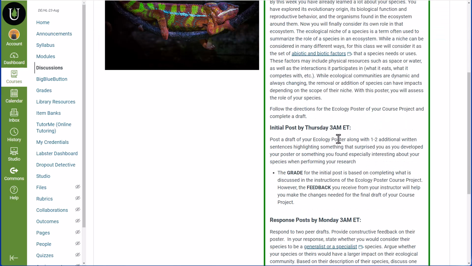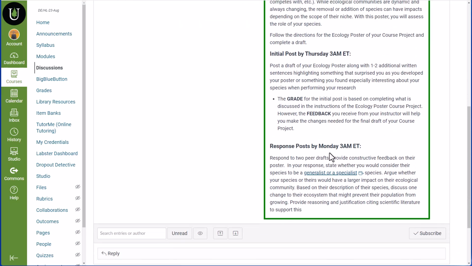Your initial post is going to go up Thursday, and then by Monday, you're going to respond to drafts from 2 of your peers. You want to state whether you think their species is a generalist or a specialist. Compare their species with your species and ask the question, which one would have a larger impact on the ecosystem that it's in if it was removed? So you're comparing your biome and your species to their biome and their species and looking at relative importance of that particular species in that biome. When you do this, you want to provide some justification and cite literature to support that.